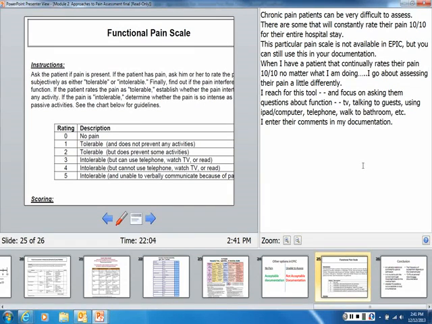I enter these comments in my documentation. And sometimes I observe the patient first when they are perhaps unaware of me observing and make that documentation. And then I go in the room, ask them to rate their pain, and then I observe how their behavior changes with me in the room. It's just an additional piece of documentation for these chronic pain type patients.